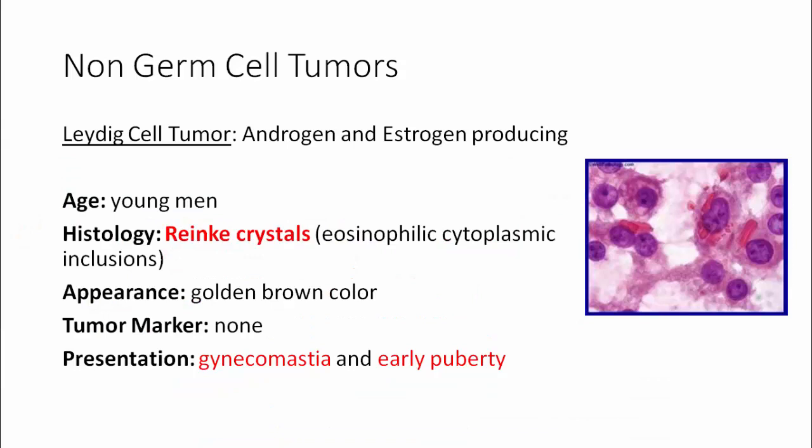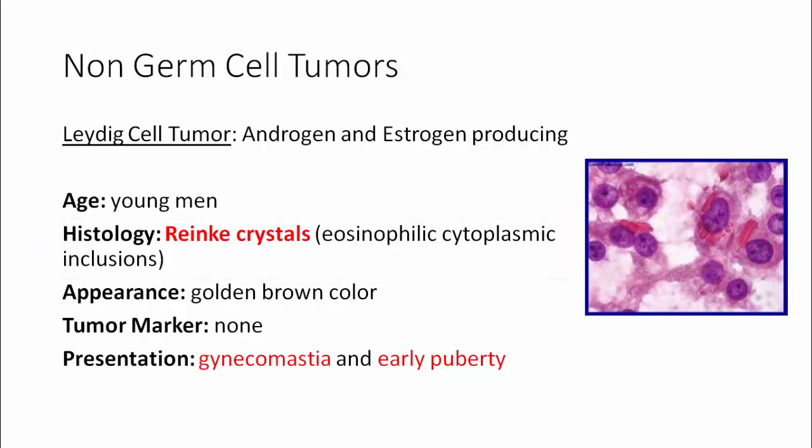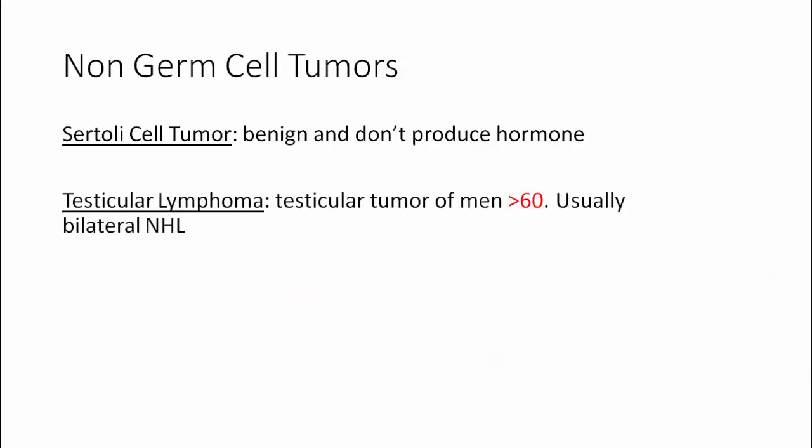The key histologic feature of Leydig cell tumors is the Reinke crystals. Test makers are unlikely to give you this buzzword, however, so they will likely describe them as eosinophilic cytoplasmic inclusions. If you see this description, they are talking about Reinke crystals and telling you that the patient has a Leydig cell tumor. To finish things up, we'll review the Sertoli cell tumors and testicular lymphomas.